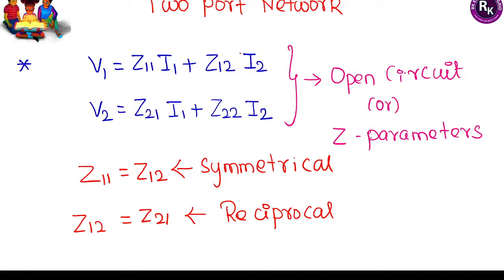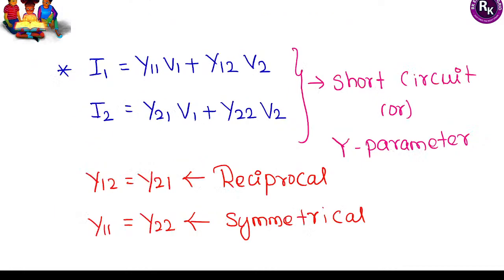Now let us discuss two port networks. We know in two port networks there are many classifications. The first one is the Z network. It is also called the open circuit network, and this is the formula. In the impedance network, the condition for symmetry is Z11 equal to Z22, and the condition for reciprocity will be Z12 equal to Z21.